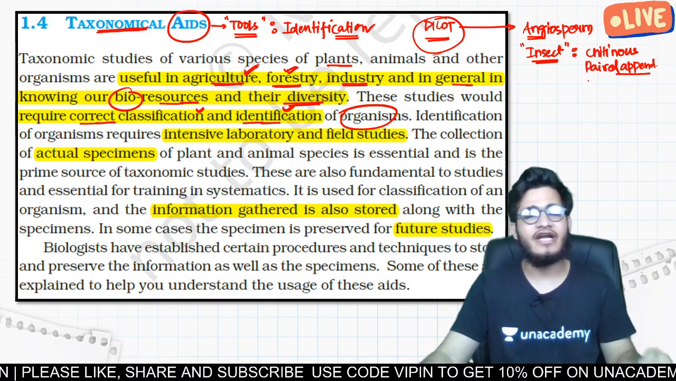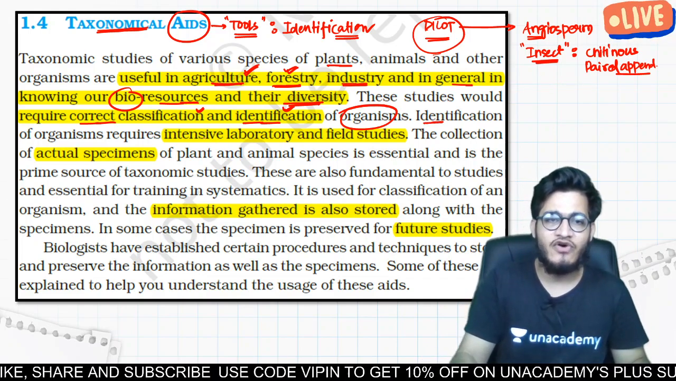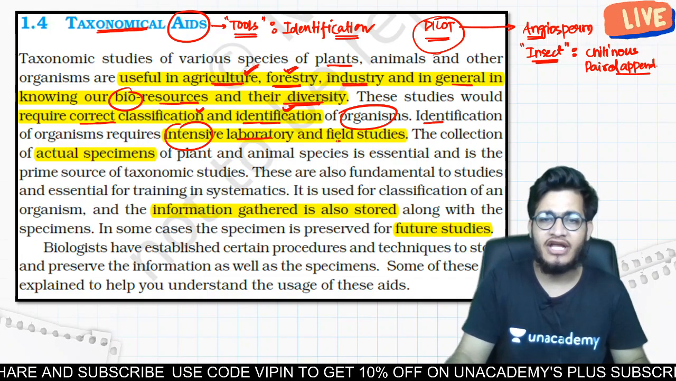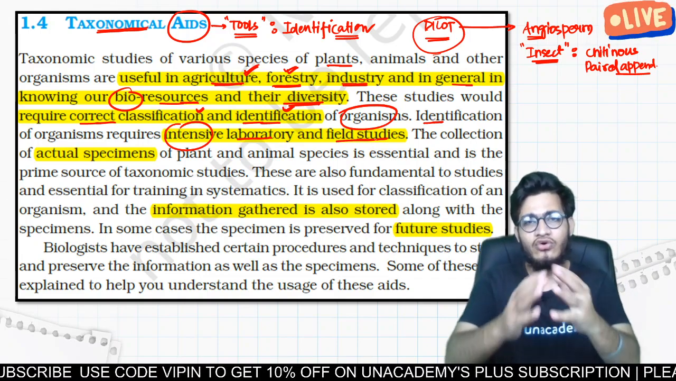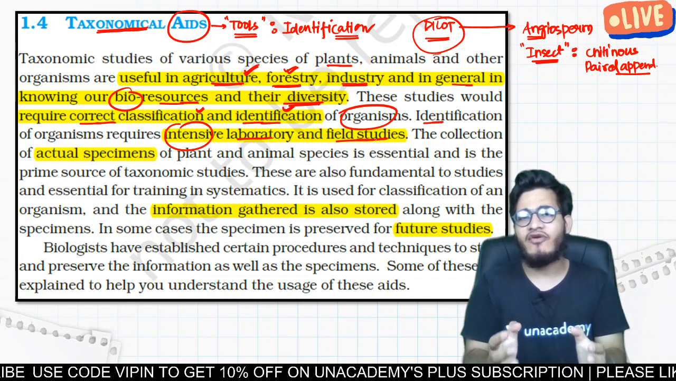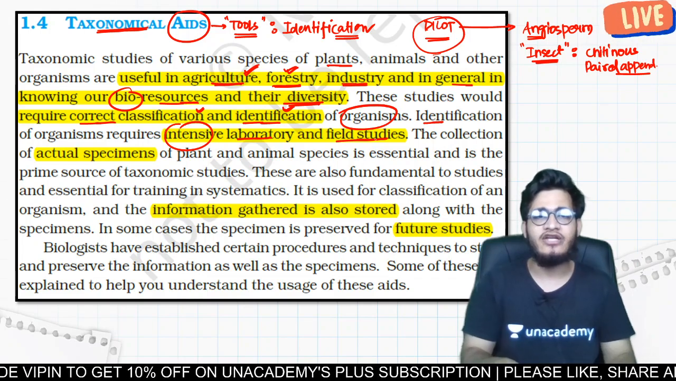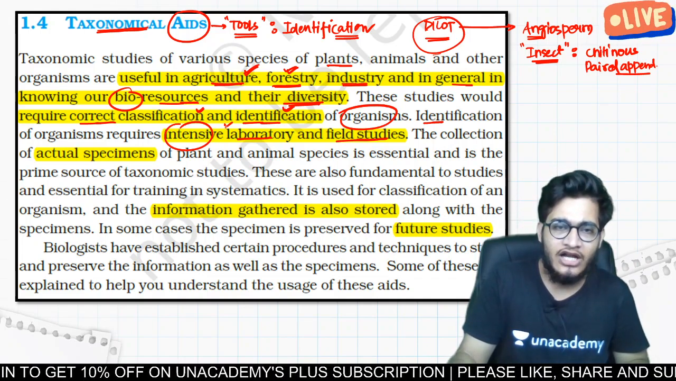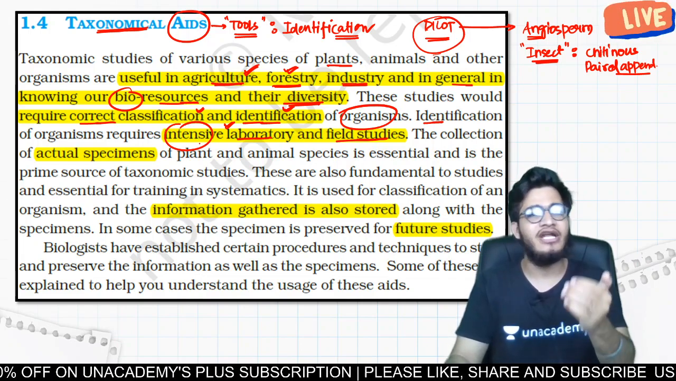So there are a lot of characters that you already know about the insect very well. So identification of organisms requires intensive laboratory and field studies. It means that for identification you need to have a look at the morphology of an organism, you need to have a look at its anatomy, and after that you need to have a look at its biochemical nature and its genetic nature, which could be done in the laboratory only.